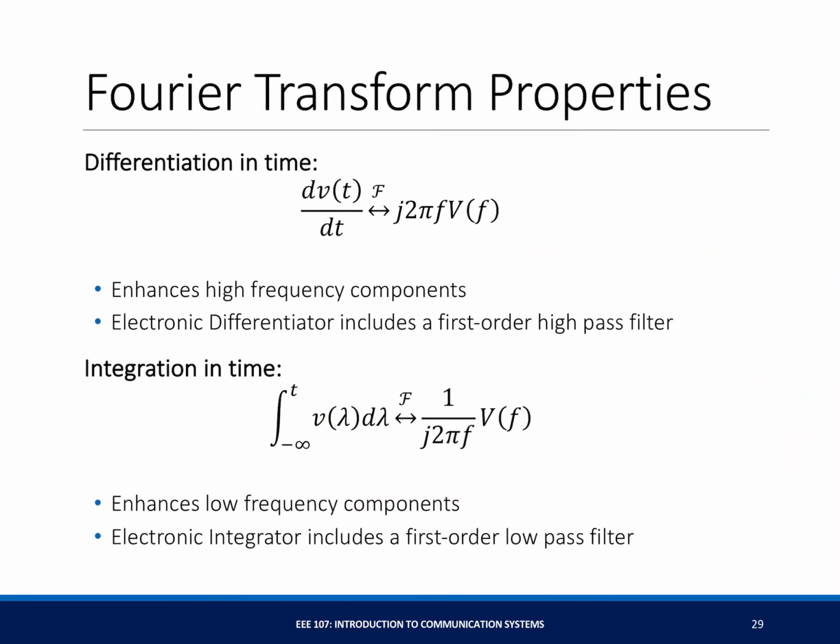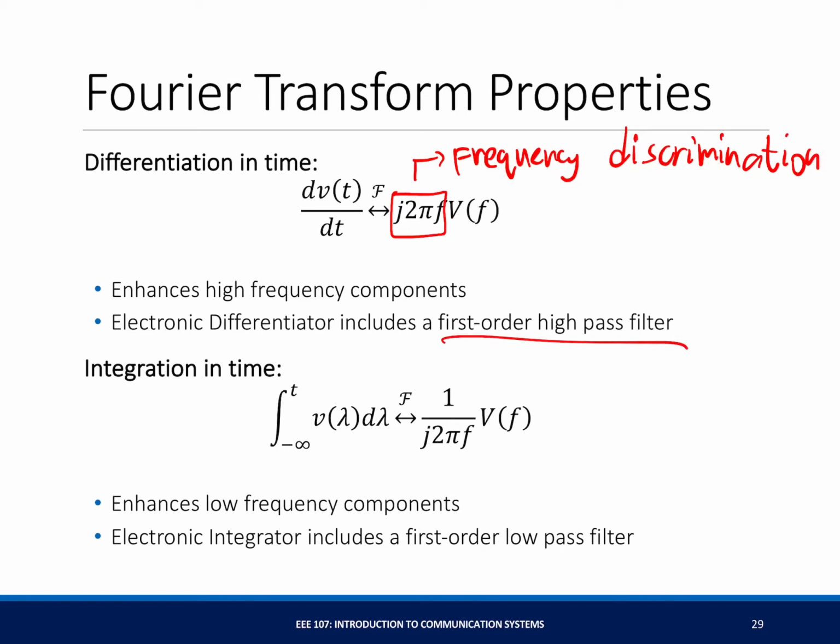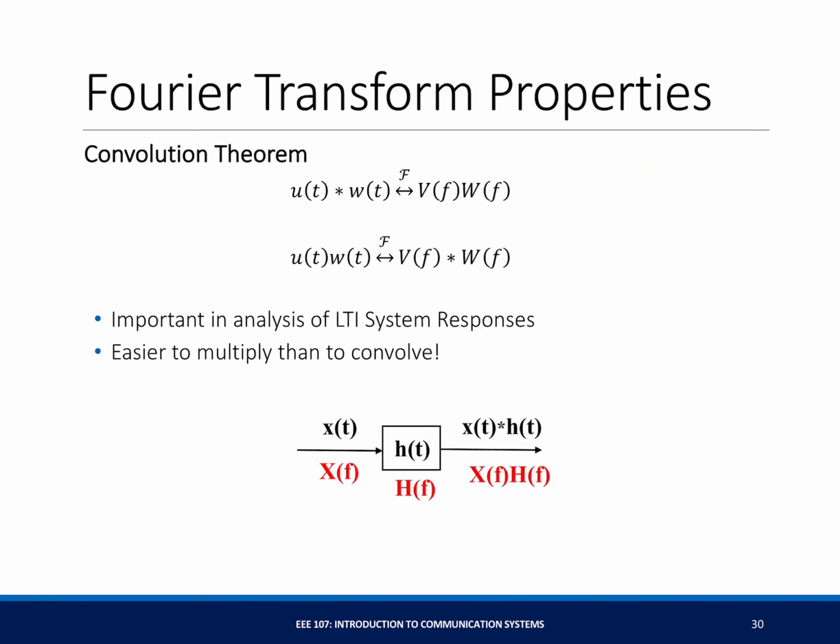And finally, I guess this is finally, nope, not yet. Differentiation in time multiplies by j2 pi f V of f right here. This is called frequency discrimination, or it's the same as a first order high pass filter. The higher the frequency, the higher the output magnitude. Integration in time has the opposite effect, where you divide by j2 pi f, and it's kind of like a low pass filter in which the higher the frequency, the lower the magnitude of the output.